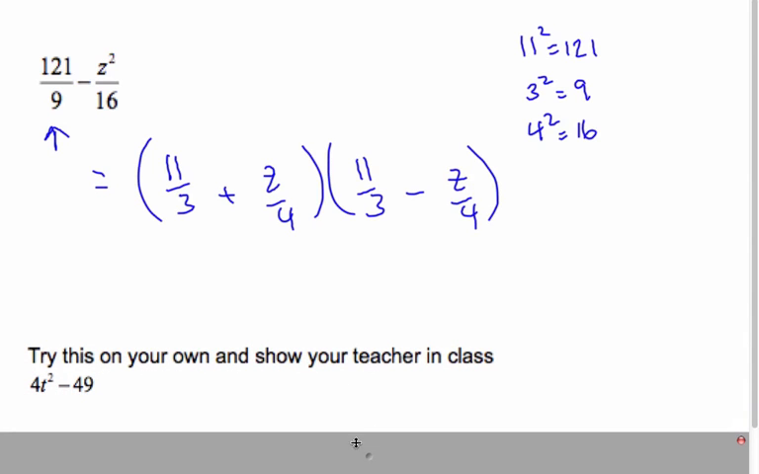So I would like you now to try this on your own and then show your teacher in class that you were able to factor that into two bits. Good luck.